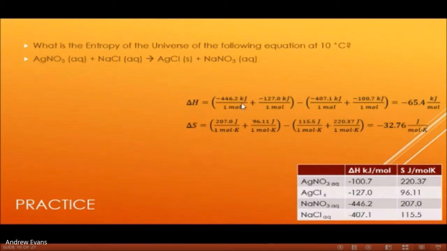But it's going to be a lot of this kind of thing. You take the numbers from a table, products minus reactants, multiplied by their coefficients. It just so happens that all the coefficients in this balanced chemical equation were 1. Because they were 1, we didn't have to do any tricks there.